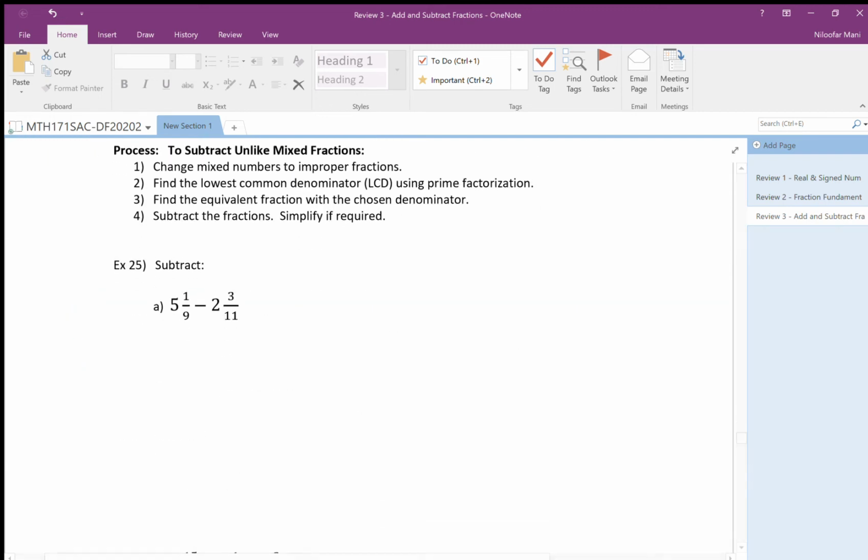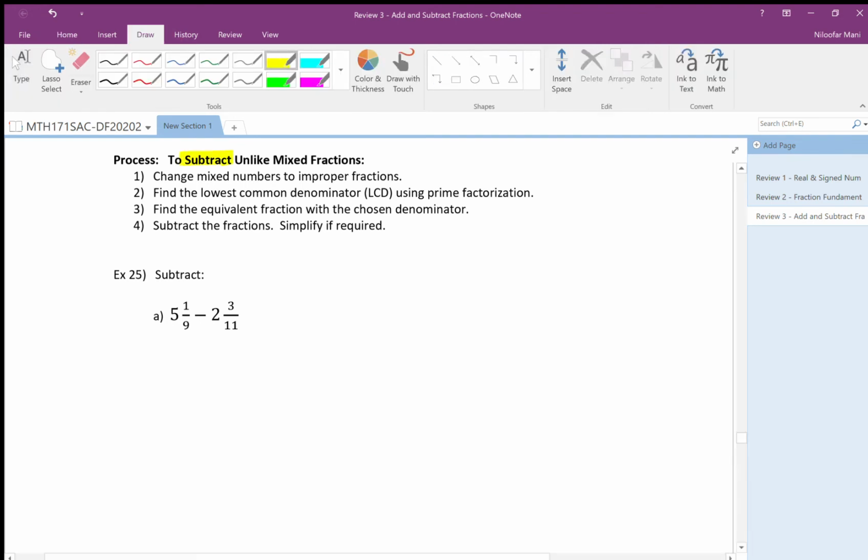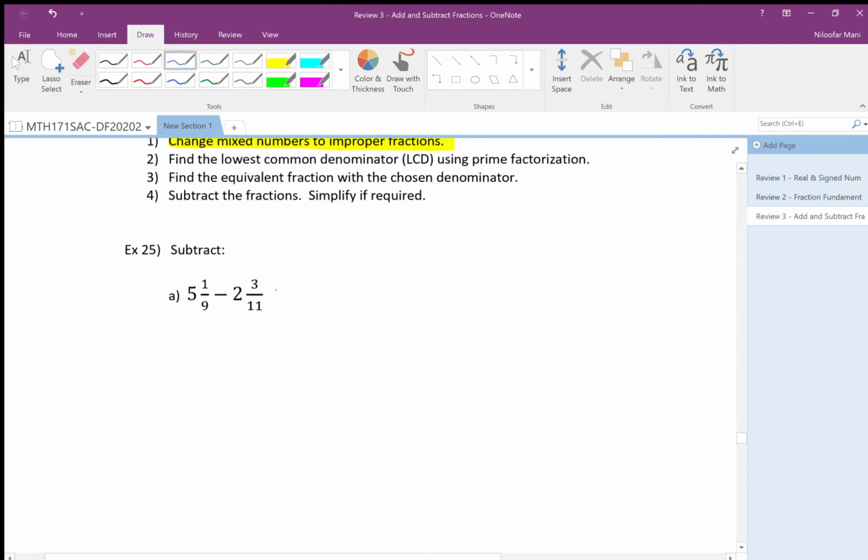Okay, so here subtract unlike mixed fractions. When I have subtraction, I have to change them to improper fractions. I have no choice. I can't say 5 minus 2 here. So the first step is 5 multiplied by 9, 45, plus 1. So 46 over 9 minus 25 over 11.